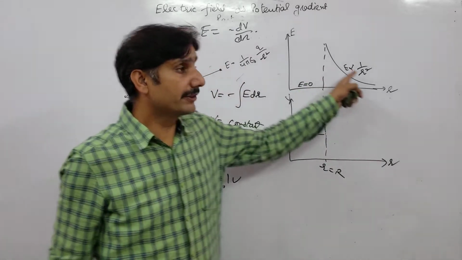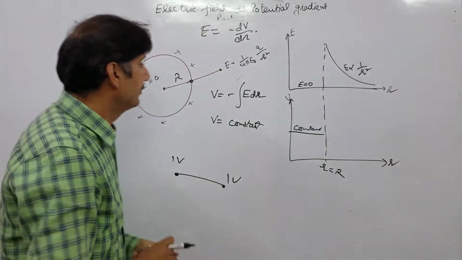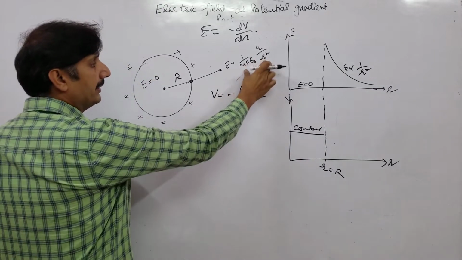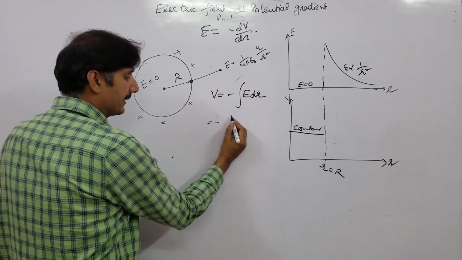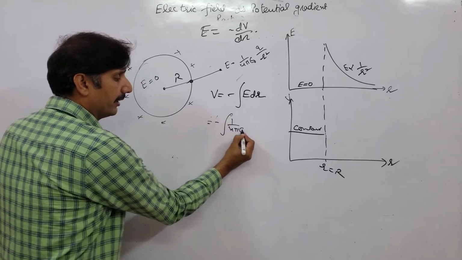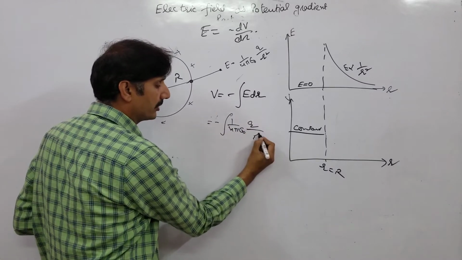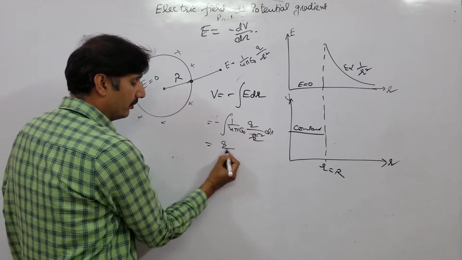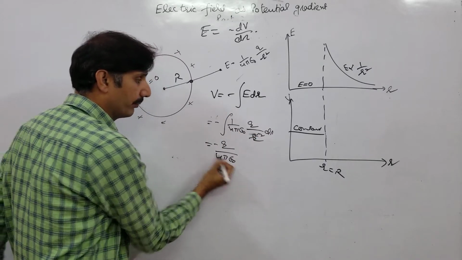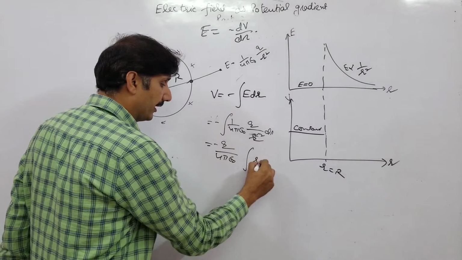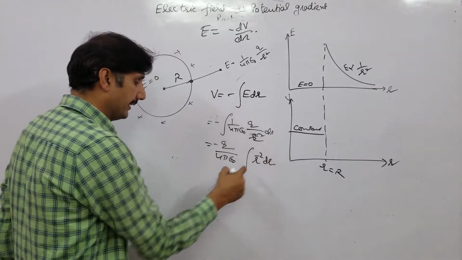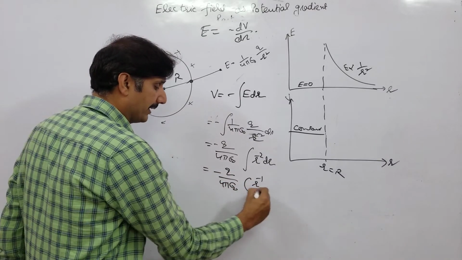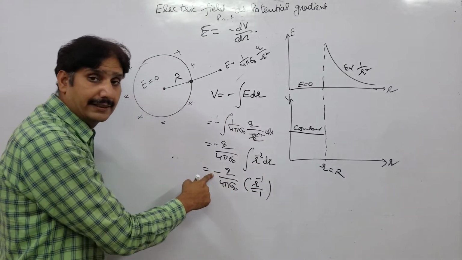And what about after that? It is falling off as 1 by r square. So, I can now put in this value over here. It will be minus 1 by 4 pi epsilon naught q by r square dr. I can take out the constant things, 1 by 4 pi epsilon naught, integration of r raised to power minus 2 dr, that is equal to minus q by 4 pi epsilon naught, r raised to power minus 1 by minus 1, the negative sign gets cancelled out.